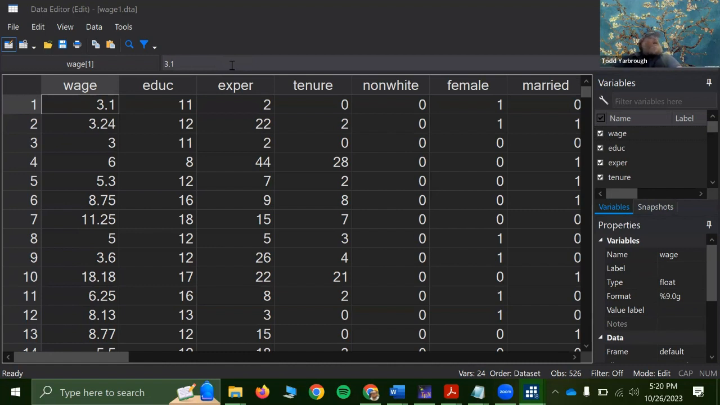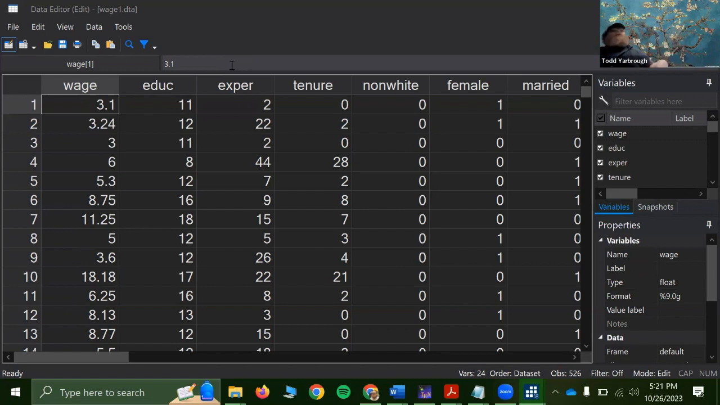Individual one makes $3.10 an hour. That's an hourly wage. Maybe that tells you something about how old the sample is. Person one has 11 years of education and 2 years of experience. Tenure means how long they've been at the same company, and they have 0 years. The person is white because nonwhite is 0. The person is female. So that's person one.